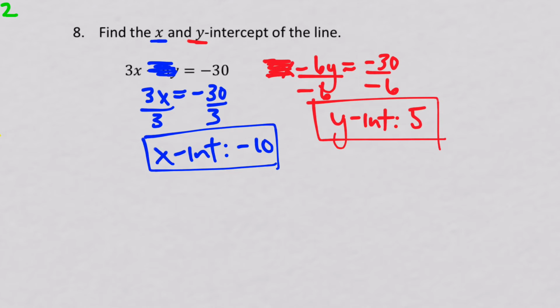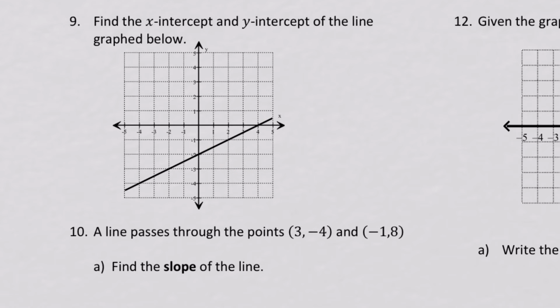Those are your intercepts. Number 9, find the x-intercept and y-intercept of the line graphed below. So to find intercepts from a graph, it's pretty easy if the line crosses the axis at exact points. So if you look here, if I want to find first the x-intercept, I'm going to trace my x-axis, and I'm going to look around, where does my line touch the x-axis? And I'm getting closer, and it hits it right here. So to find the x-intercept from a graph, it's just at what point is your line touching the x-axis. And in this case, that's going to be at 4.